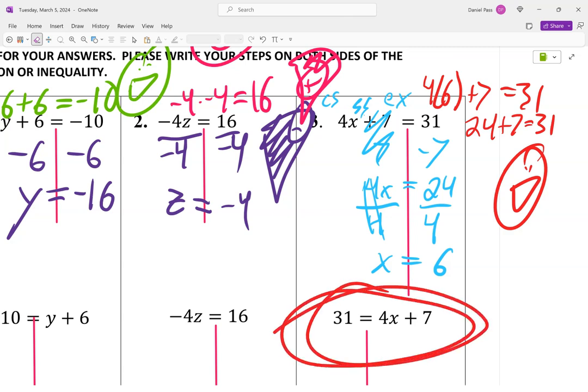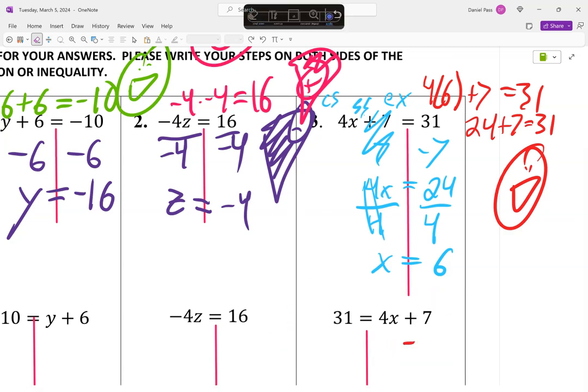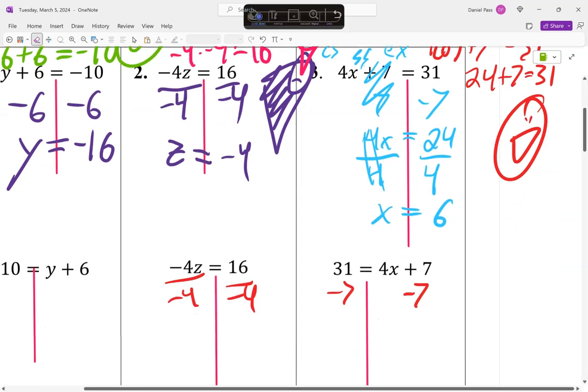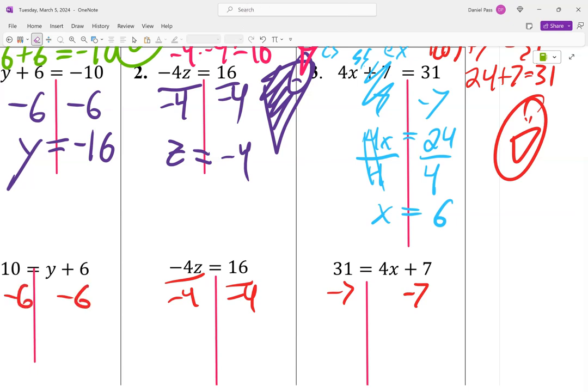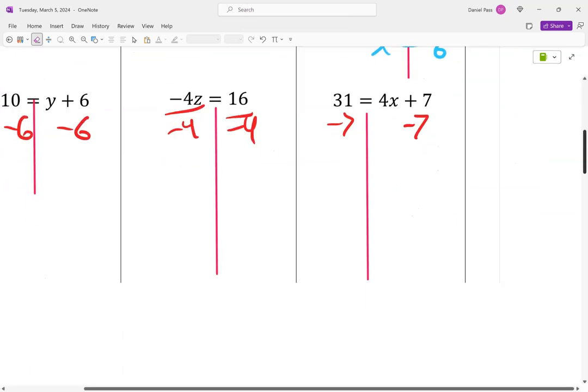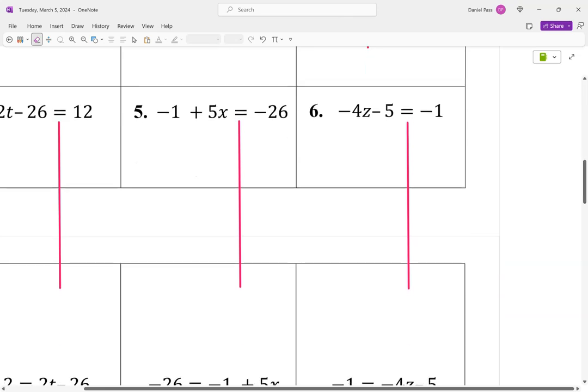Now this is going to be the same problem. The exact same steps. Minus 7 first, and then divide by 4. Divide by negative 4. So all of these are the same. You just need to get used to doing it on both sides. Okay. We don't have time for all these. Let's hear it for Chrissy, though.